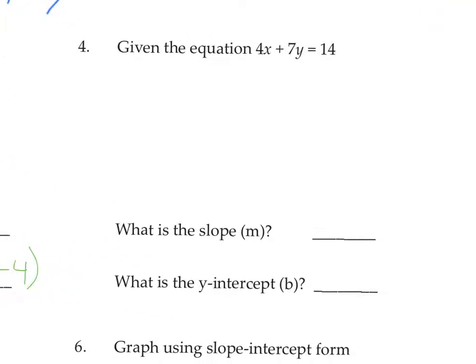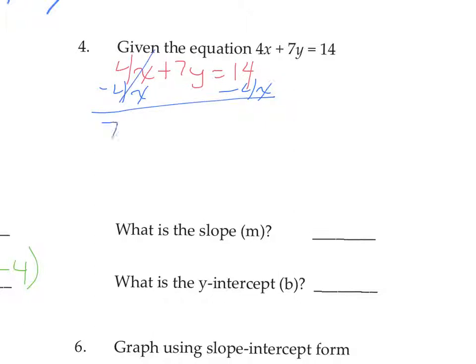On number 4, we have the same situation. 4x plus 7y equals 14 is not in y equals mx plus b. So we're going to isolate this y, starting with 4x plus 7y equals 14. We isolate y to put it in slope-intercept form. So subtract the 4x as the first step. Those cancel. We have 7y equals -4x plus 14.